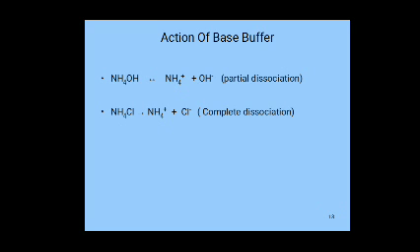Ammonium chloride is formed when a weak base reacts with a strong acid to form a salt. This salt completely dissociates to produce ammonium ions and chloride ions. On addition of strong acid, the acid produces H plus ions that combine with ammonium hydroxide to form weakly dissociated water molecules. Hence, pH does not change.